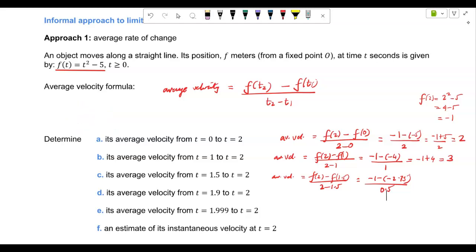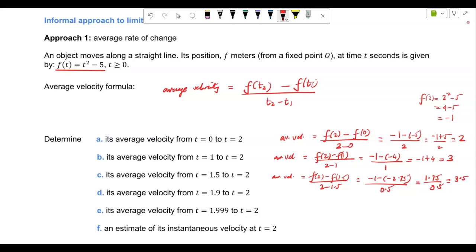I'm erasing this rough part. So that will be how much? 1.75 divided by 0.5. How much is that? 3.5.